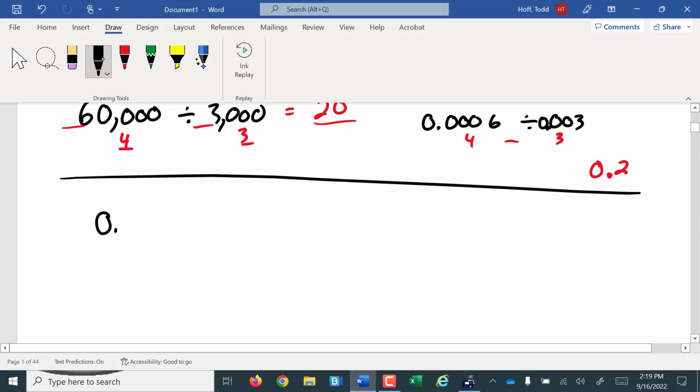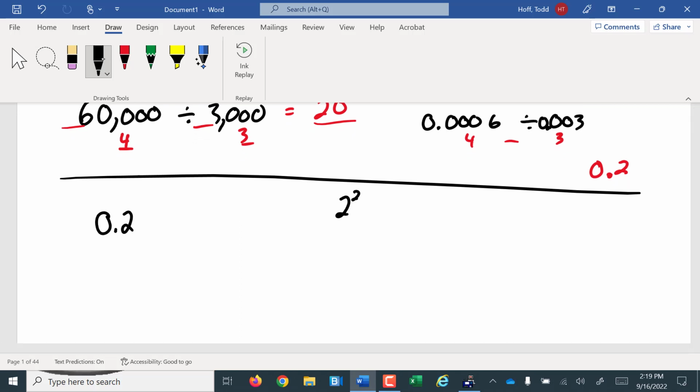Powers. We know that 2 squared is what? 4. Be careful with this one now. 0.2 squared, that's what most people will say, but 0.04. Because this is 0.2 times 0.2. 1 decimal place, 2 decimal places. We've got to have 2 decimal places.